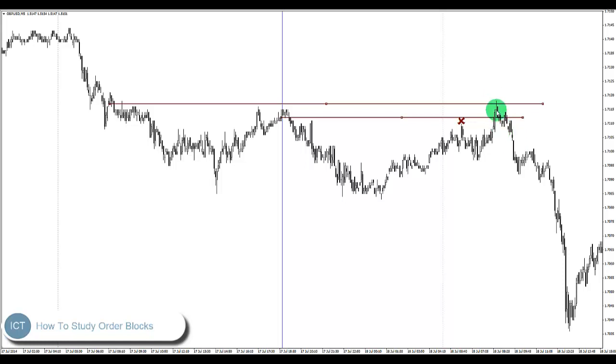This being a 5-minute chart, if you went down to a 1-minute chart, you can actually even fine-tune that even more down to this particular price level right there. That's how we can really refine the risk and increase the reward to risk ratio.